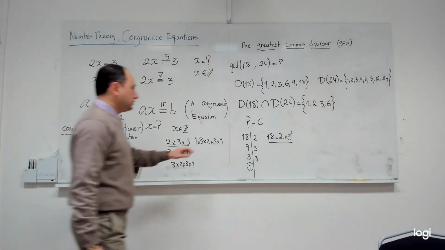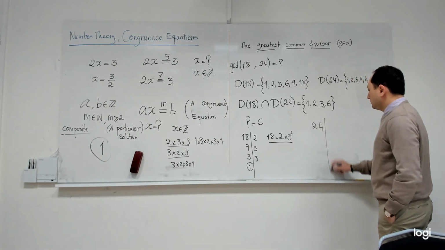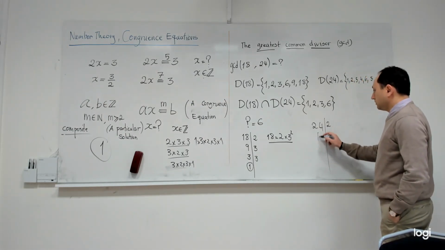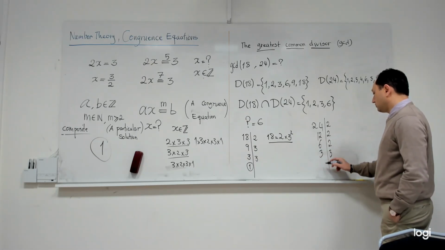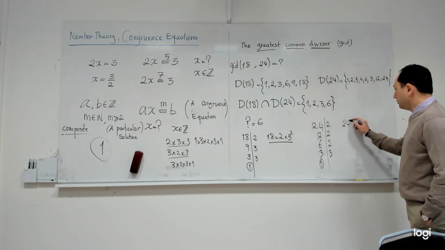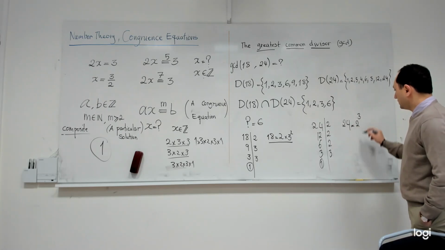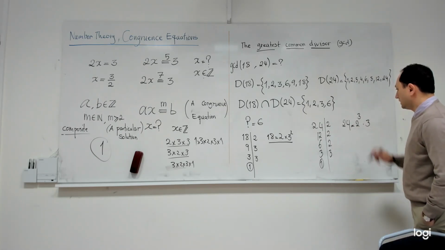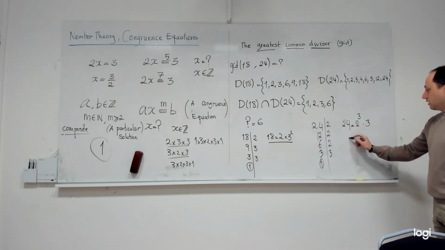Okay, and then you do the same thing for 24. So for 24, for example, you divide by 2, it becomes 12. You divide again by 2, it becomes 6. You divide by 2, it becomes 3. And then you have to divide by 3, and then you see that you end up with 1 again. And then what is 24? 24 is 2 times 2 times 2, which is 2 to the power of 3, times 3. It's this one. Yes?